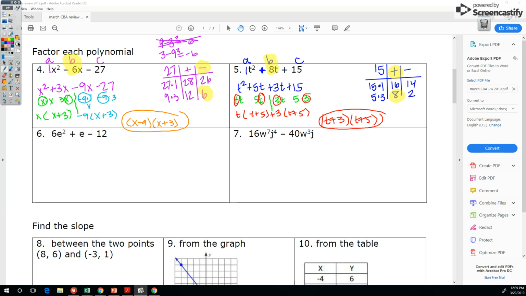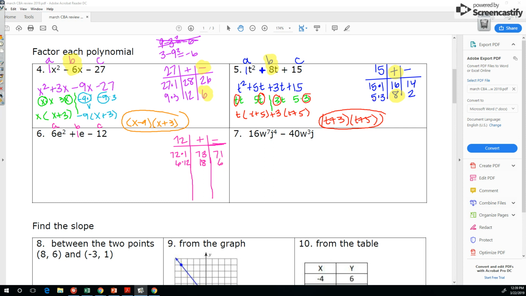All right, ready for the big one now. 6e squared plus 1e minus 12. A, B, C. So my A times C is 6 times 12 this time, 72. So I'm going to add, I'm going to subtract. I have a longer list this time. So I know that 72 is 72 times 1, and I add and I subtract. I also know that 72 is 6 times 12 because that's how I got it in the first place. So adding those together is 18 and subtracting is 6. I'm looking for 1. I haven't found it yet.